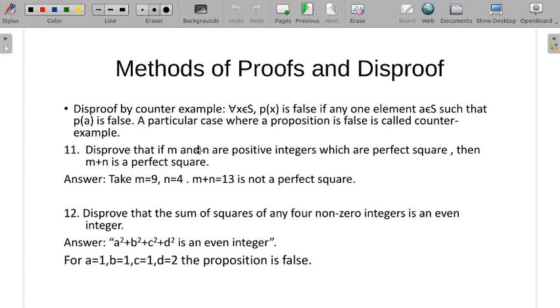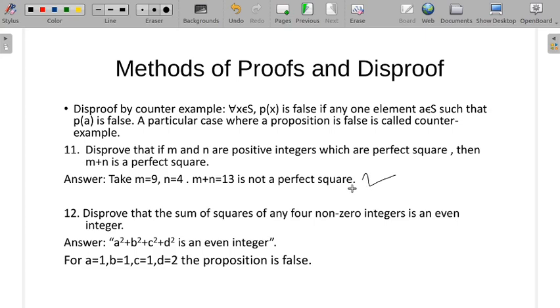To disprove that if m and n are positive integers which are perfect squares, then m plus n is also a perfect square: if we take m equal to 9 and n equal to 4, m plus n is 13, which is not a perfect square. So we are disproving the given proposition with a counter example.